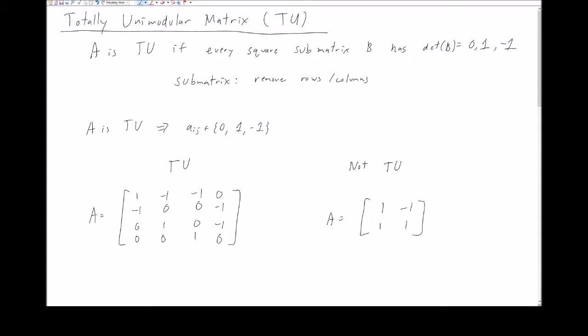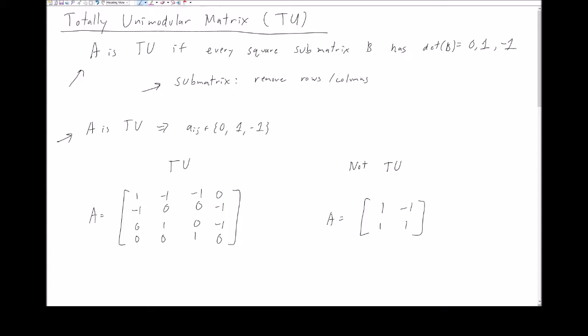So to start, a totally unimodular matrix is a matrix where every square submatrix has a determinant equal to 0, 1, or -1. This is just a definition, and in case you need a brush up, a submatrix is any matrix that we can recover from A by removing rows and columns. A consequence of this definition is that every entry in a matrix A that's totally unimodular is either 0, 1, or -1.